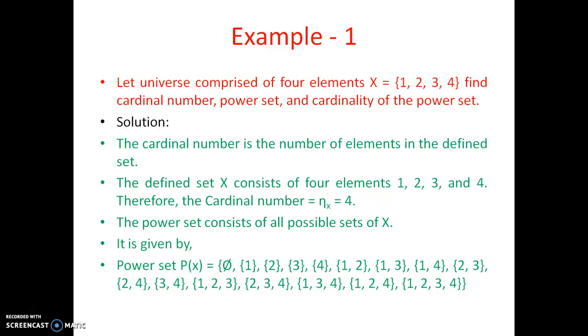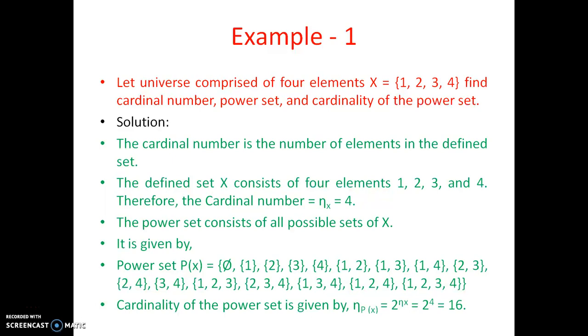So this is the best example regarding the universe of discourse, cardinal number, power set, and cardinality of the power set. Now let us see the cardinality of the power set. That formula is 2 power η(X). η(X) is 4 here, so 2 power η(X) is 2 power 4, which will give us 16 as a number.